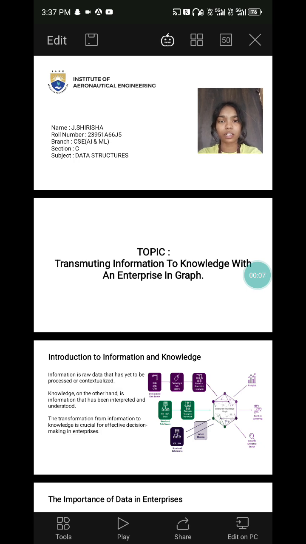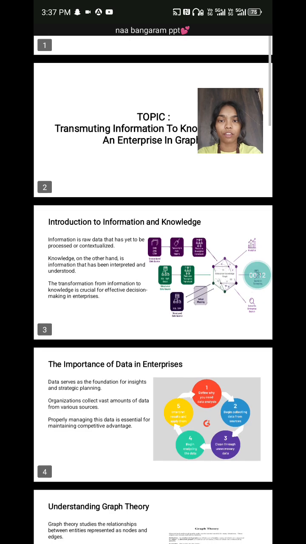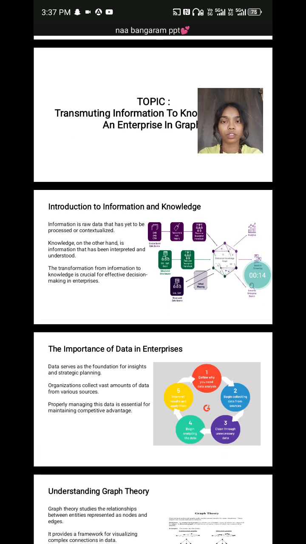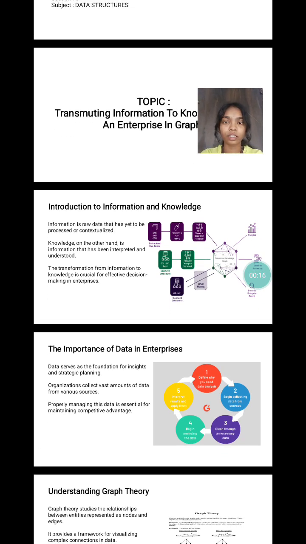Now my topic is transforming information to knowledge with an enterprise graph. Now coming to the introduction to information and knowledge. Information is raw data that has to be processed and contextualized. Knowledge, on the other hand, is information that has been interpreted and understood. The transformation from information to knowledge is crucial for effective decision making in the enterprise.